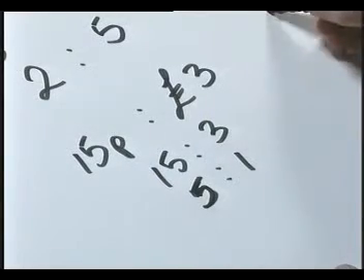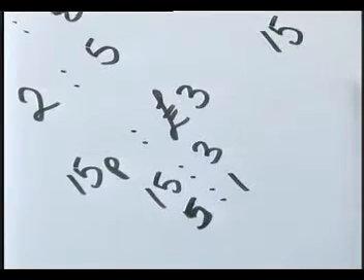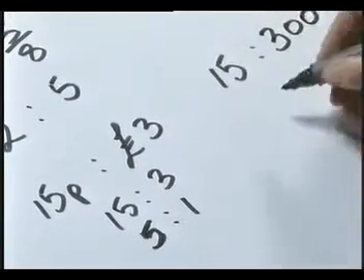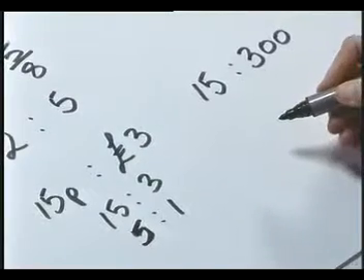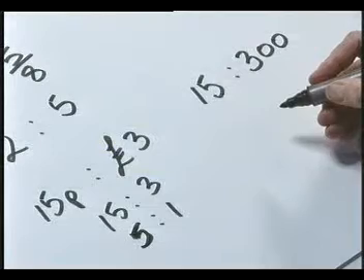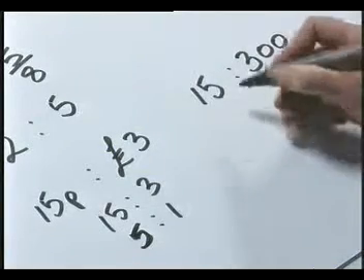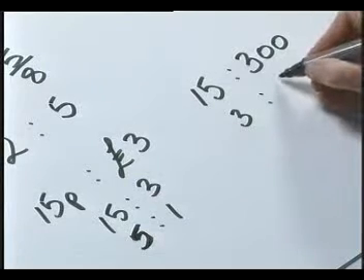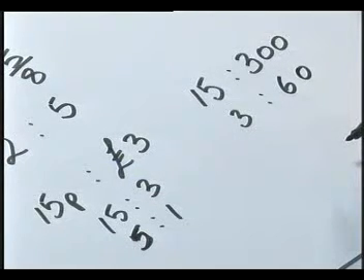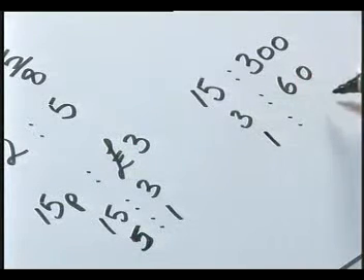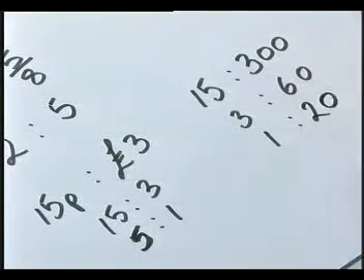So we say the ratio is 15 to 300, as there's 300 pence for £3. And then we simplify as normal. We divide both sides by 5. 5 into 15 is 3. 5 into 300 is 60. And then we can divide by 3. 3 into 3 is 1. 3 into 60 is 20.